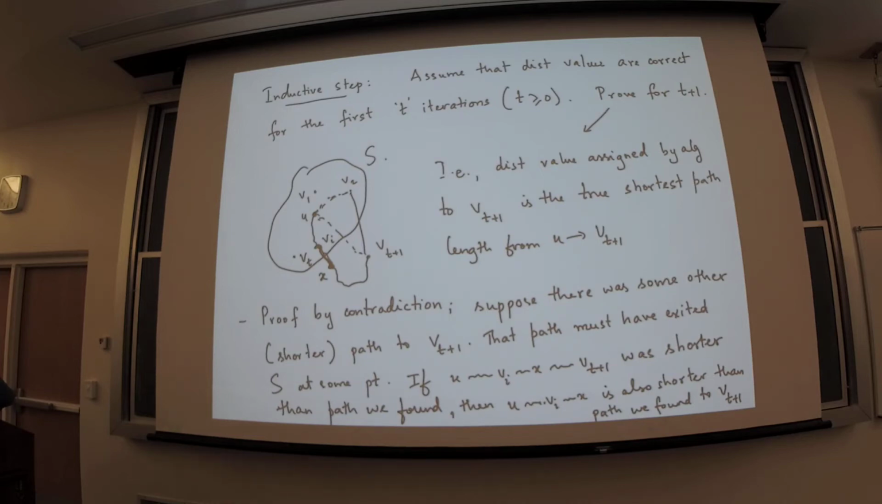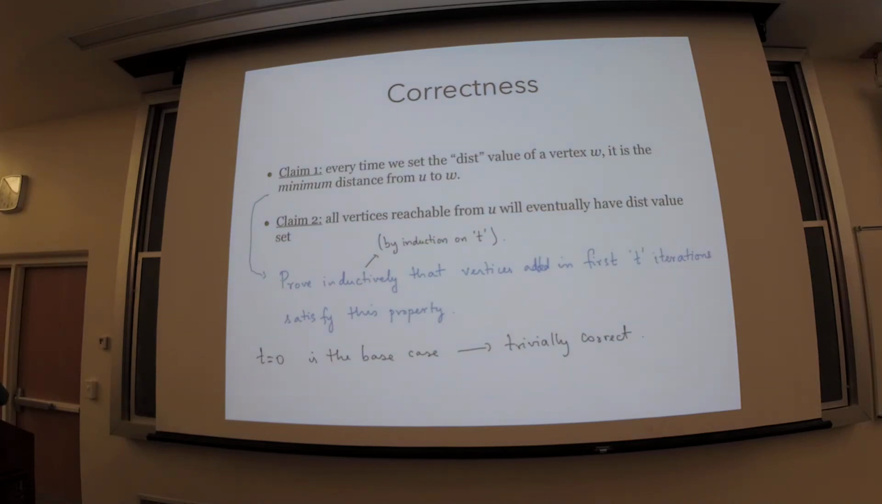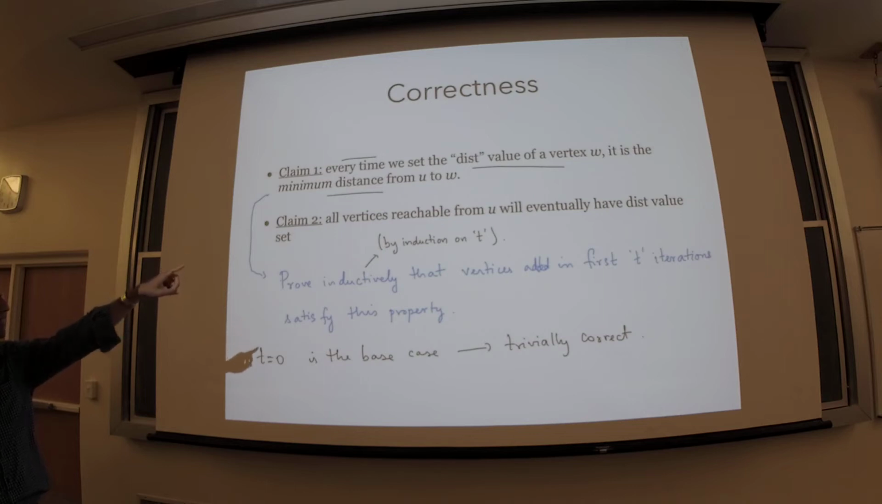Okay, so good. So this is the general argument for the correctness, and this showed that every time we set the dist value of a vertex, it will actually be the minimum distance. So now the second claim is that all the vertices reachable from U will eventually have their dist value set. And why is that? This I claim is the easier one. So you should be able to see this.